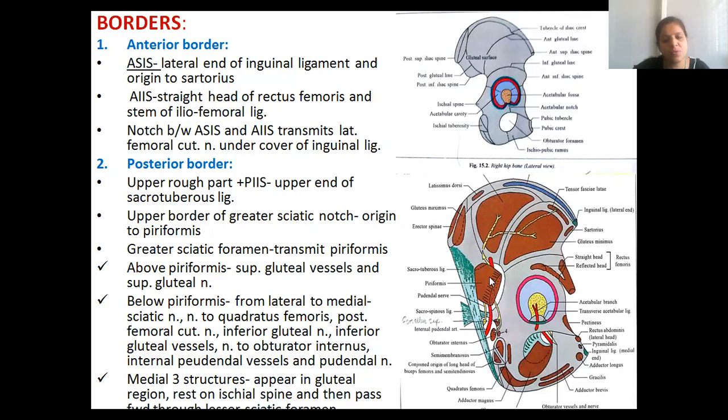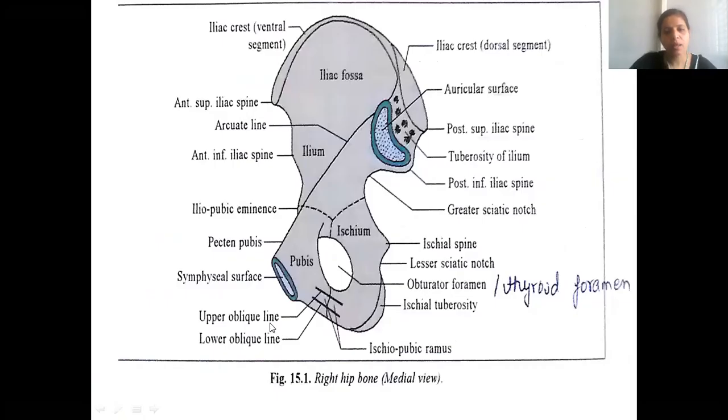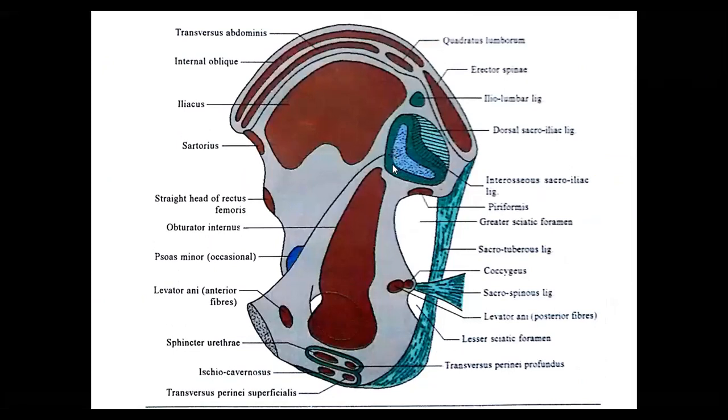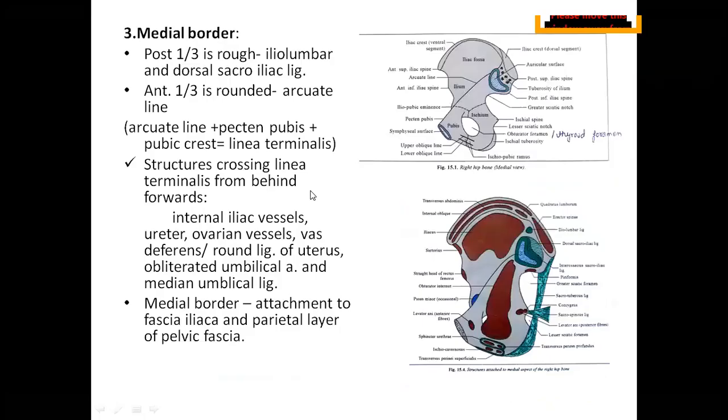Anyhow, all these structures you will be learning again when you do the gluteal region. If I tell everything now, it may look more cumbersome. I don't want to make it complicated. Things will repeat anyhow. Then, the medial border, I said it is extending from the medial aspect.